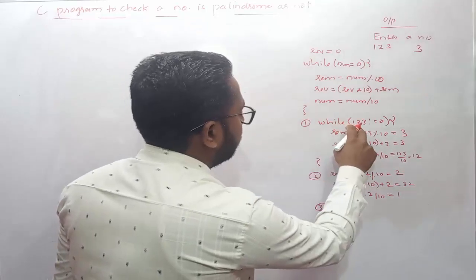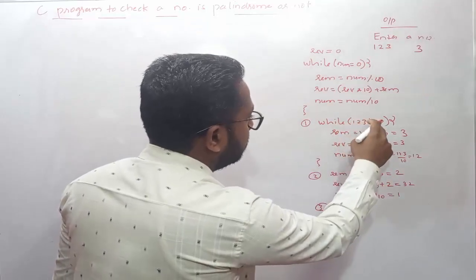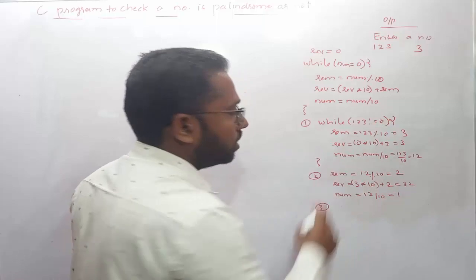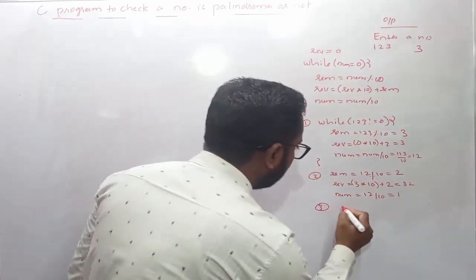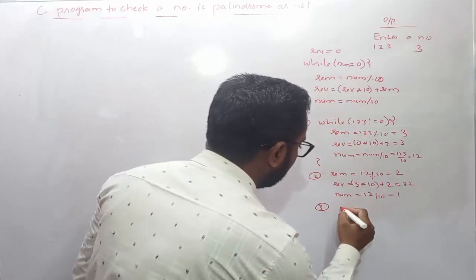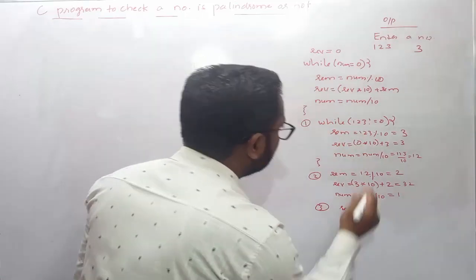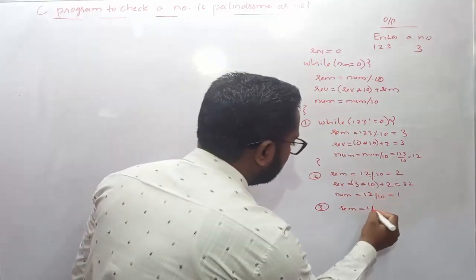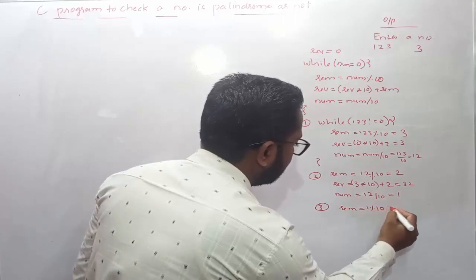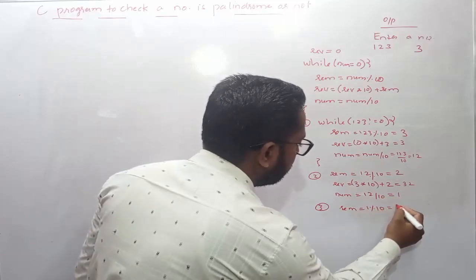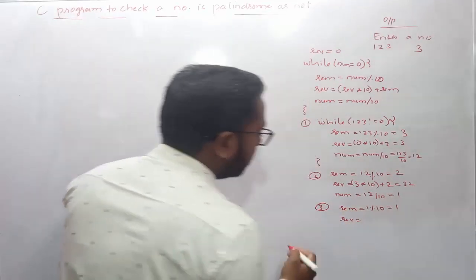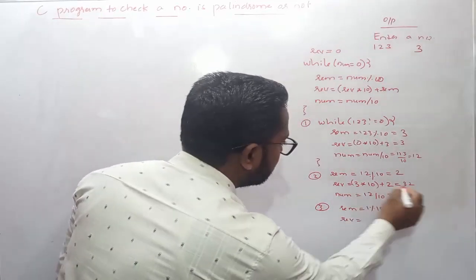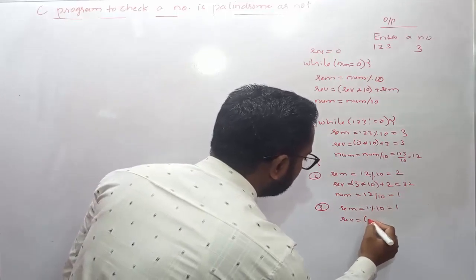Okay, while value of num is 1. 1 is not equals to 0. Yes, condition true. When the condition becomes true, control will come inside this while loop to perform this same set of tasks. Remainder is equals to num. Num is 1 mod 10 is equals to 1. Then reverse is equals to, reverse value is 32.